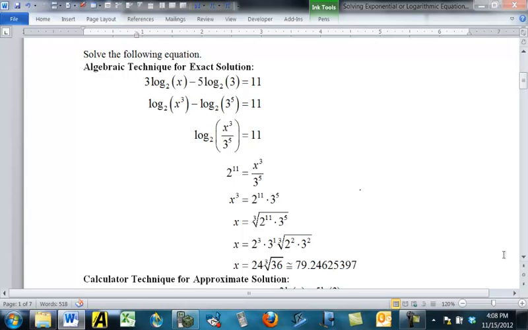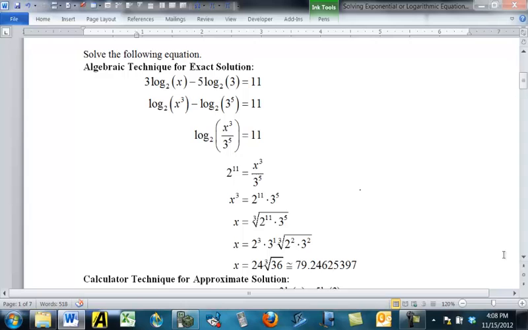Okay, so now we have a logarithmic expression: a single log equals a single constant. We can rewrite that as an exponential. The base is the same either place, so we have base 2 for the logarithm, and base 2 for the exponential. 11 equals the logarithm, so 11 is the power, it is the exponent. And then the other side of the equation is x cubed over 3 to the 5th.